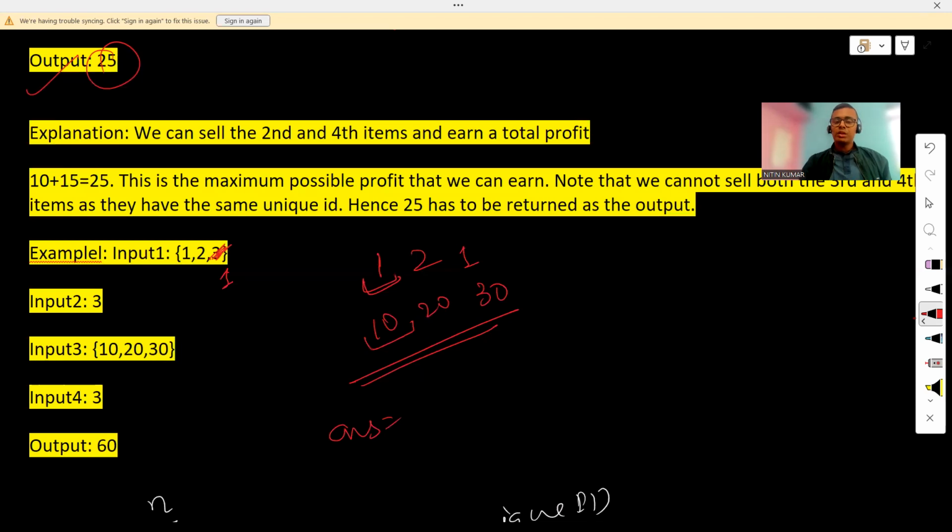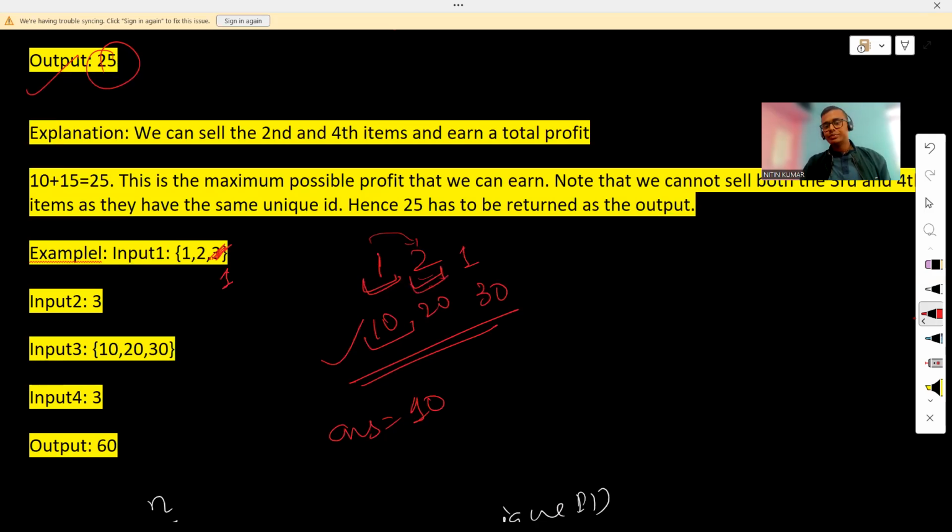So now we are checking whether the next value of it is the same unique ID or not. Here we can see it is not the same unique ID, so we can simply sell it. Sell it because this one is 2 and they are not the same. We simply sell this one because we are getting some profit by selling it. So we are getting a profit of 10. Understood? Clear? Easy problem? Okay, now move to the next.